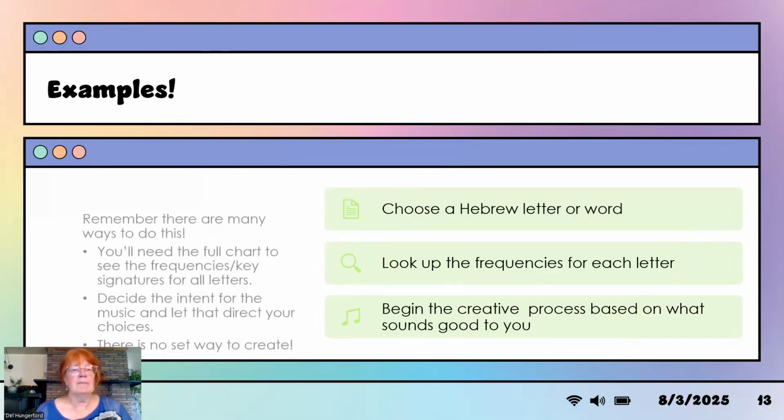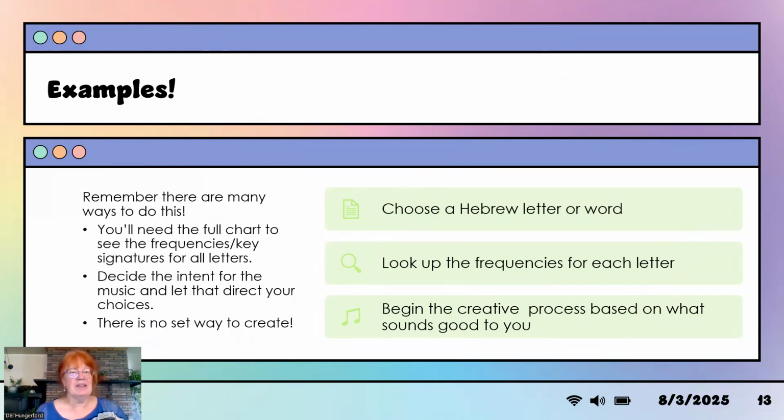So remember, there are many ways to do this. You'll need the full chart to see the frequencies and the key signatures for all the letters. And then decide the intent for your music and let that direct your choices. And there is no set way to create. So, for example, you're going to choose your Hebrew letter or word.